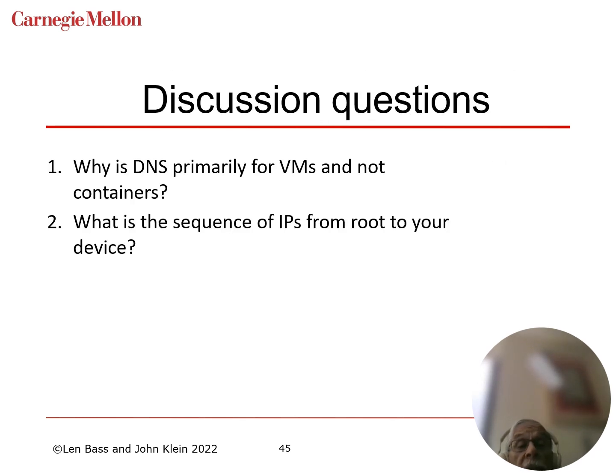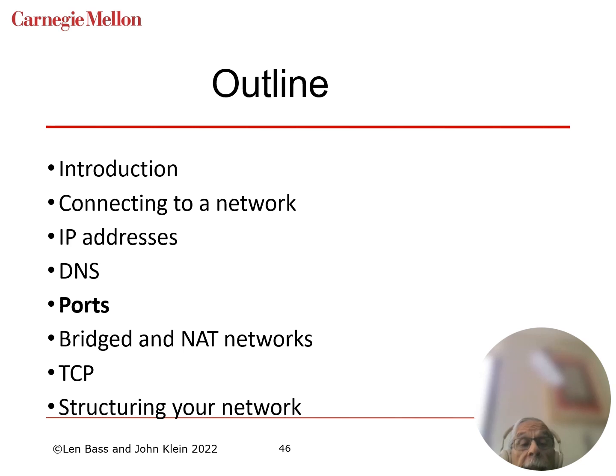So discussion questions, and I told you the answer to this. Why is DNS primarily for virtual machines and not for containers? And what's the sequence of IP addresses in your device from the root to getting to your device? So again, your device is registered and someone would go through a sequence of IPs to get to your device. What are they? So let's now move on.